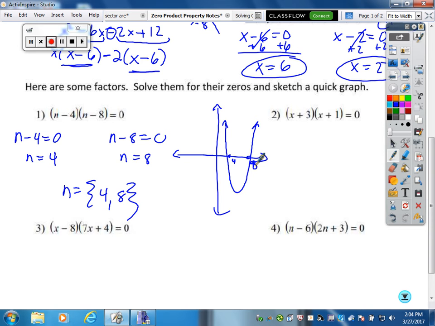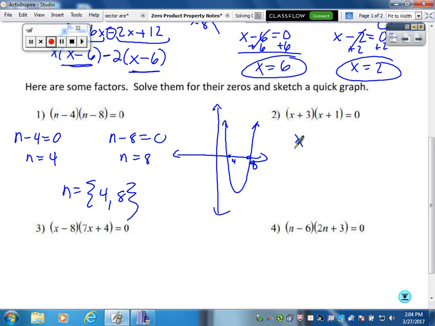So let's try this next one. Got 2 factors. They have to be equal to 0. So let's figure out what would make that happen. So I need to subtract my 3, and I need to subtract my 1. So I have 2 answers here. So x is either equal to negative 3 or negative 1.